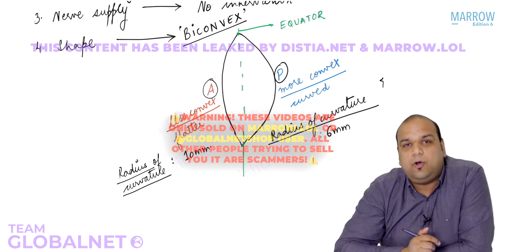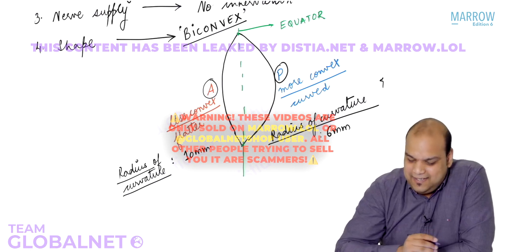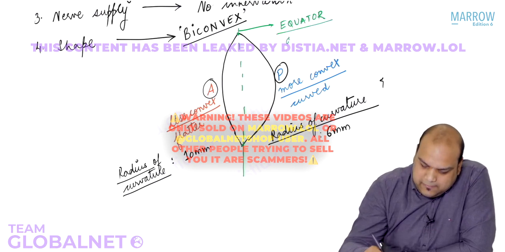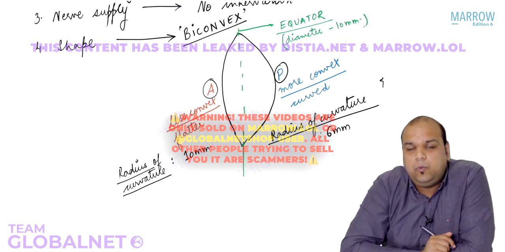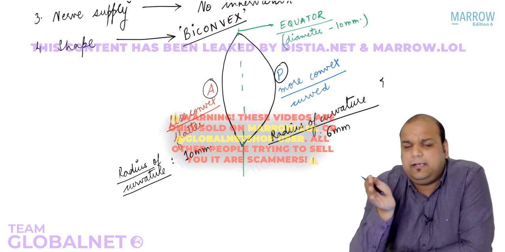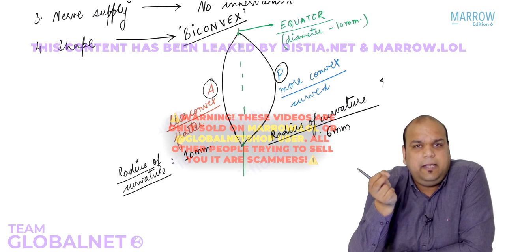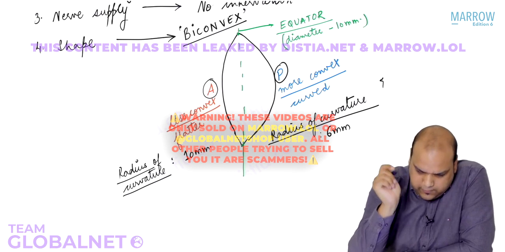Okay, so this is called the equator of the lens. The equatorial diameter is around 10 mm. It can vary from 9 to 10, guys. I'm just taking around 10 mm. Am I clear? No confusion?